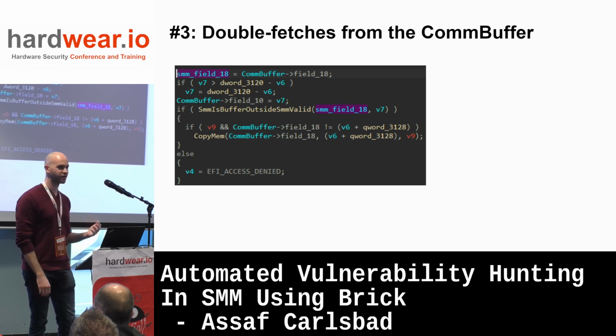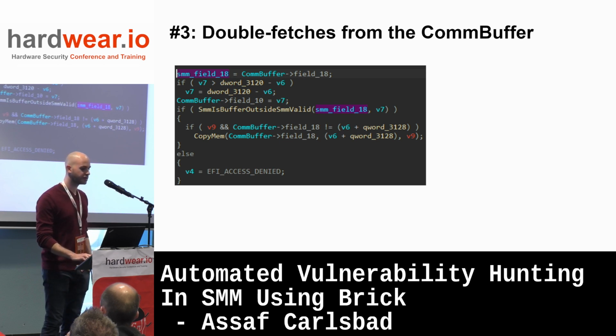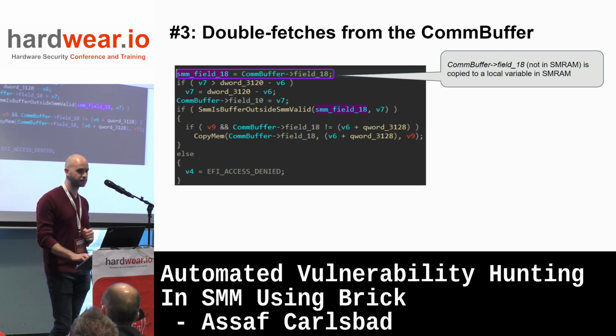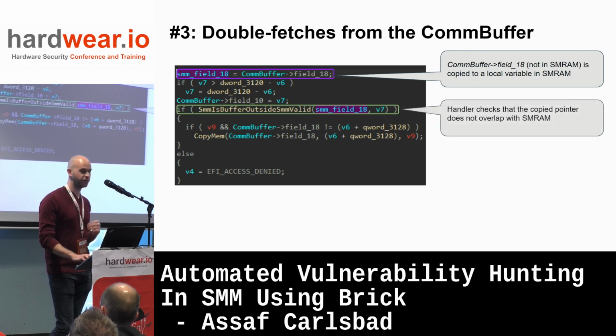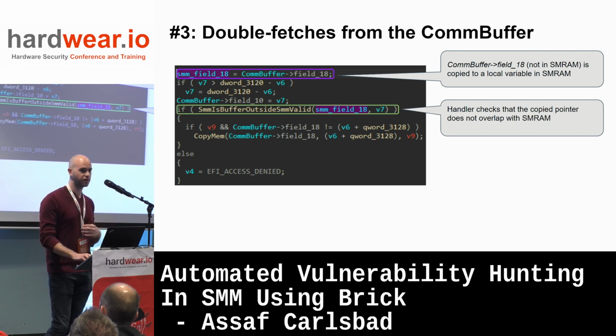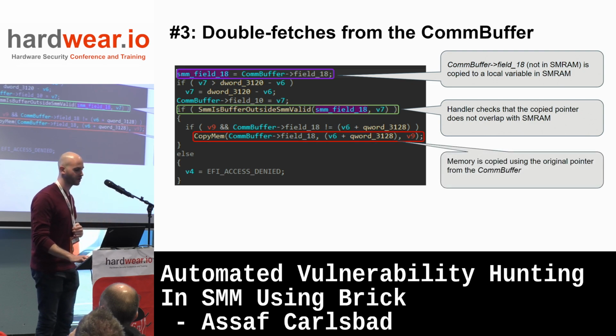Sometimes, even calling SmmIsBufferOutsideSmmValid on nested pointers is not enough to make the handler fully secure. So this is a snippet from the third SMI handler. And this one begins by copying a certain field from the CommBuffer into a local variable in SMM. And since the developers were security aware, they validate this pointer using SmmIsBufferOutsideSmmValid. And if this check passes, they feel confident enough to copy some memory to the pointed location.